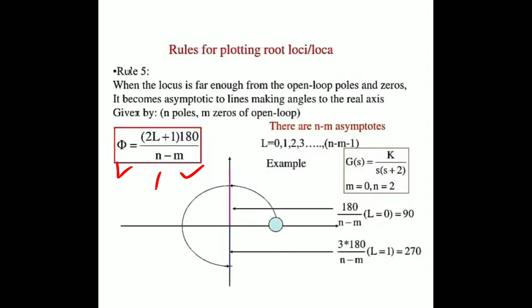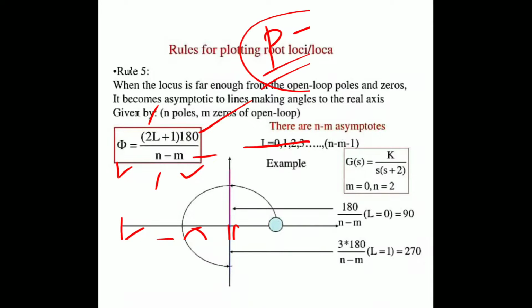Here the number of asymptotes depends upon poles minus zeros. Number of asymptotes equals poles minus zeros. Number of poles minus zeros equals 2, so there are 2 asymptotes. The value of L always starts from 0. So if there are 2 asymptotes, the value of this constant term L or Q or K is from 0 to 1. We have to put these values in this equation, and the number of poles and zeros we have already determined. By putting this, we will get the answer.